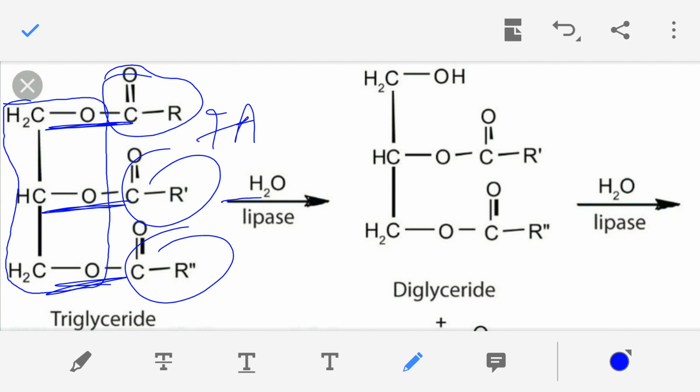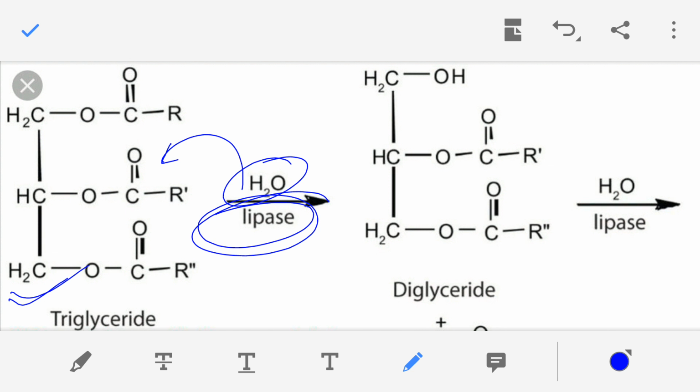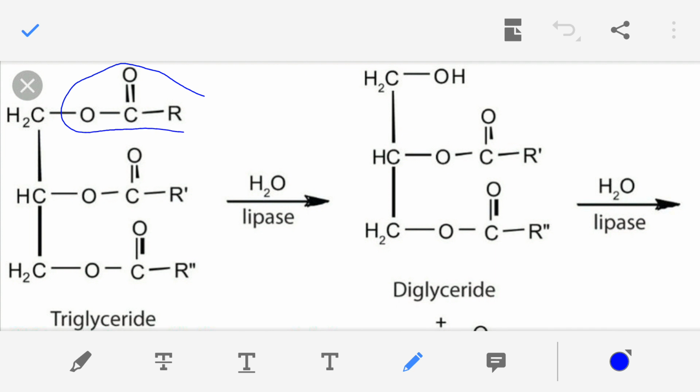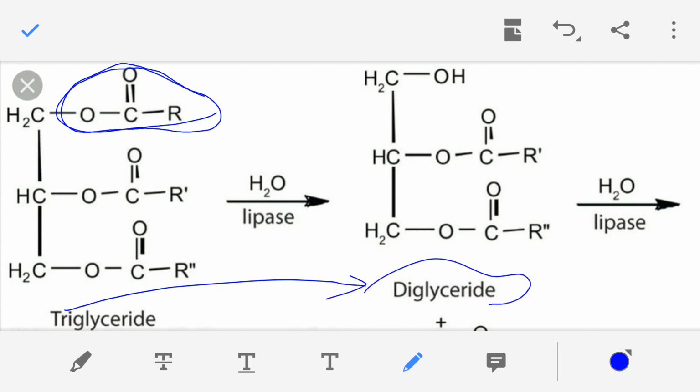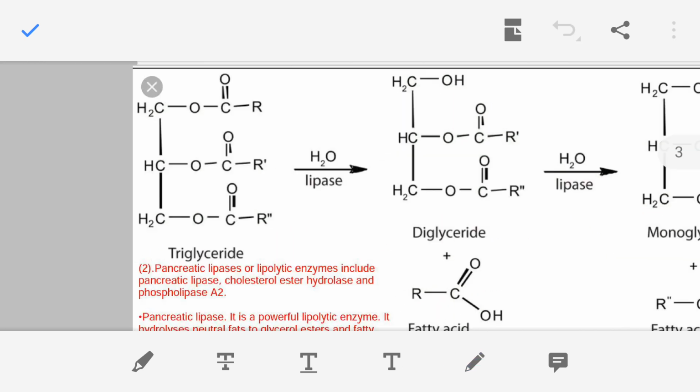Now here on the arrow you can see the enzyme lipase is shown and H2O. So what we are doing is adding this water molecule into triglyceride, and we are hydrolyzing this triglyceride with the help of lipase. So what happened, one fatty acid will be removed. Let's say this fatty acid is removed, so triglyceride is converted into diglyceride. Now this diglyceride is further hydrolyzed by lipase, so we will add one water molecule and then there is removal of one fatty acid.